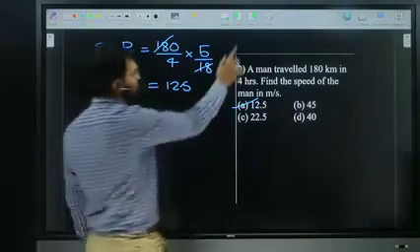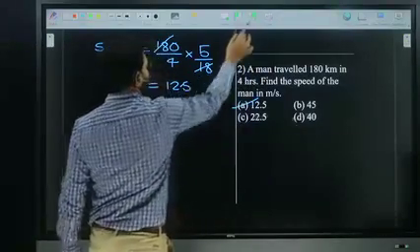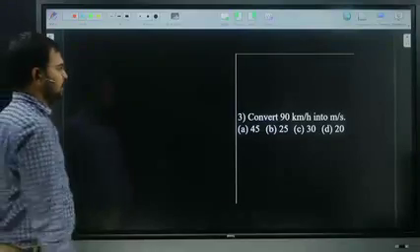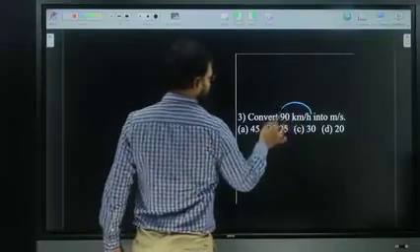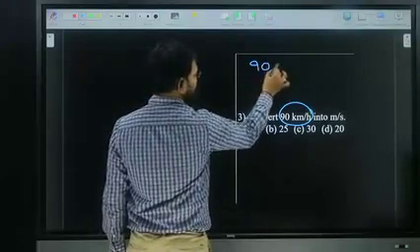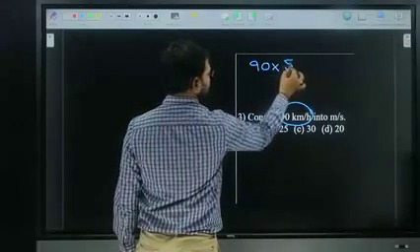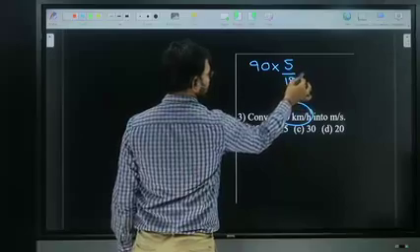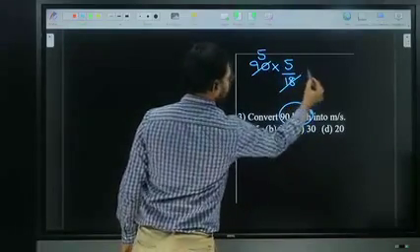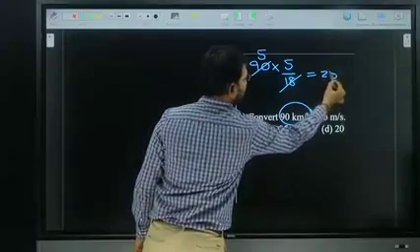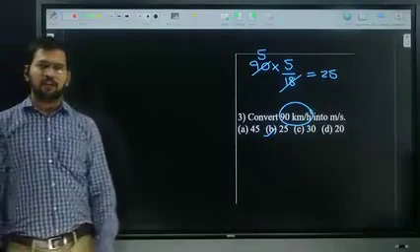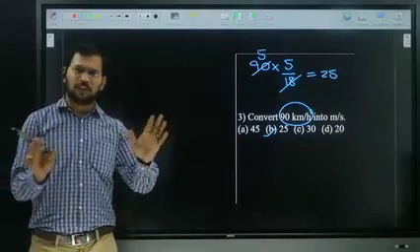See the next question. Convert 90 km per hour into meters per second. So 90 into 5 by 18. 18 fives are... therefore 5 fives are how much? 25. So your answer is 25. All of you clear? All of you understood how to convert the units?